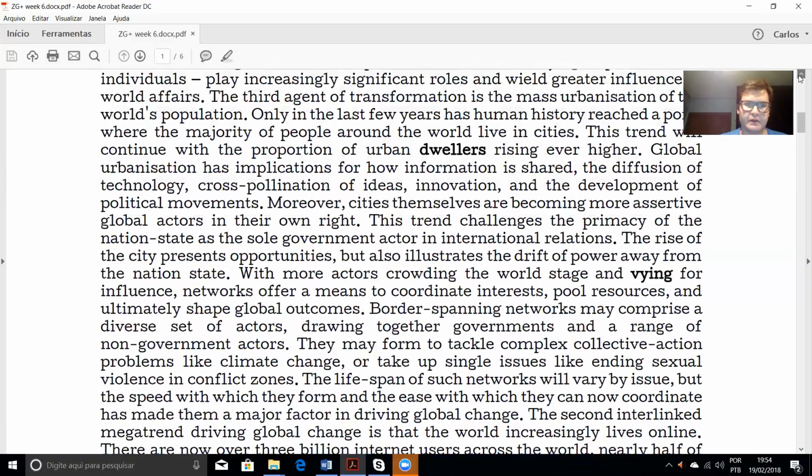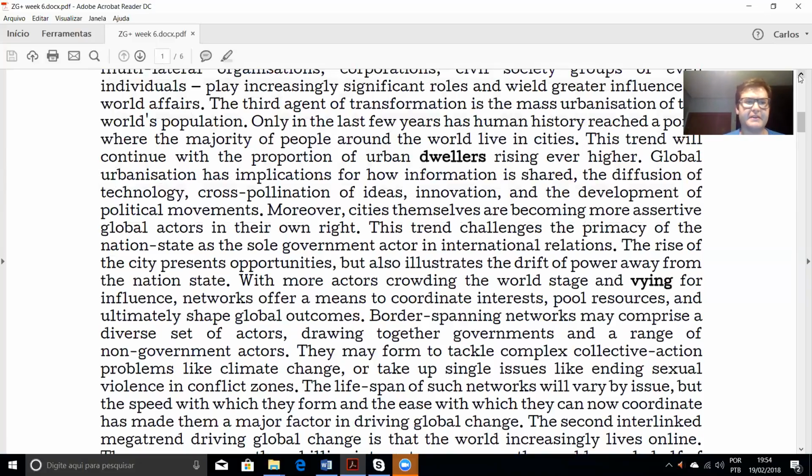Here we go. The third agent of transformation is the mass urbanization of the world's population. Only in the last few years has human history reached the point where the majority of people around the world live in cities. As you know, since 2009 and 10, now, or even later, I don't know, around this decade was the first time in history where the urban population surpassed the rural population. All right, worldwide, of course. In countries like Brazil, it was a long time ago, and countries in Europe even more so, and North America as well. But worldwide, this last decade was the first decade where the majority of people are now urban.